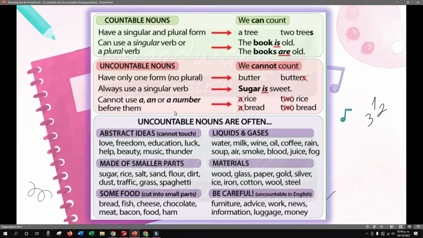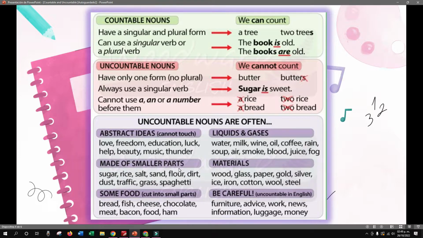There you have the uncountable nouns, like the classification, right? For example, abstract ideas you cannot touch. Ideas abstractas que no se pueden tocar, ¿verdad? Son palabras incontables. For example, love, freedom, education, luck, health, beauty, music, thunder, right? Amor, libertad, educación, son ideas abstractas, ¿verdad? Por lo tanto, son nombres incontables. You cannot say 1 love, 2 loves, no, right? That is love. You can say 1 freedom, 2 freedoms with S, no, right? That is not correct because those are uncountable nouns.